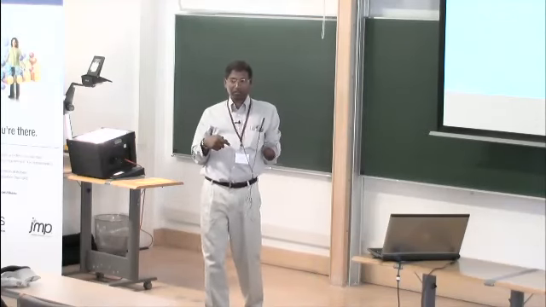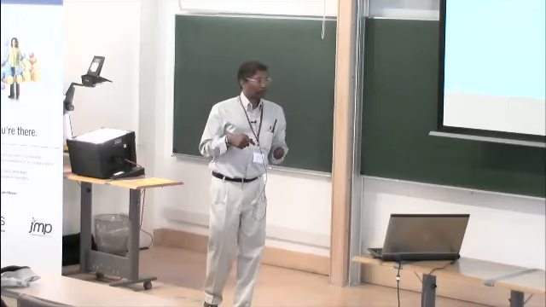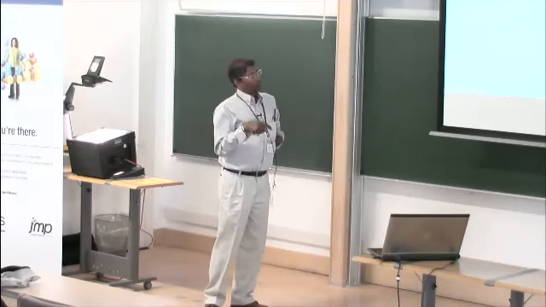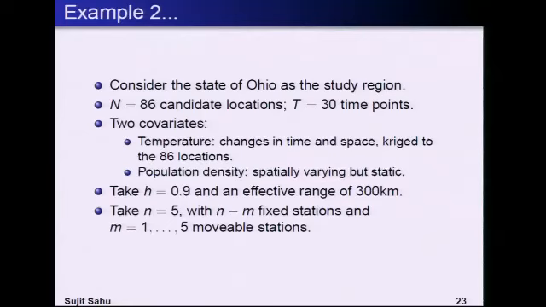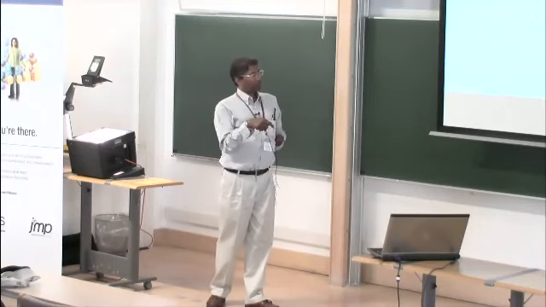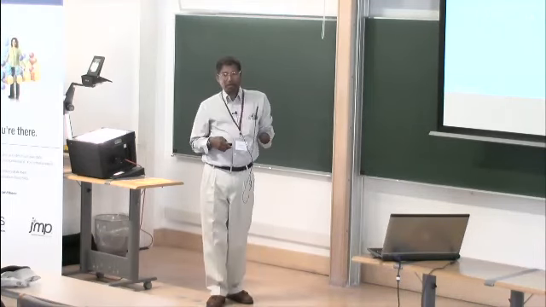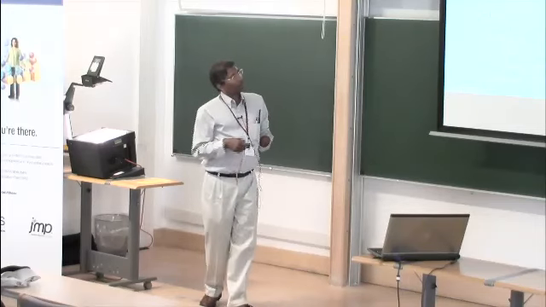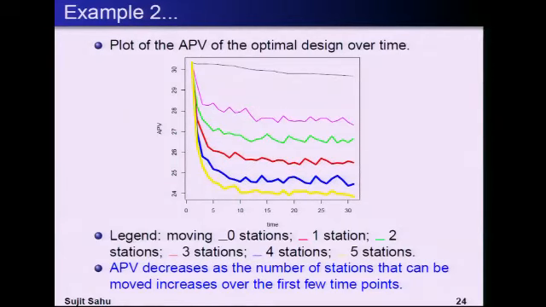The maximum distance is about 450 kilometers between two sites in Ohio that we consider. We take n equal to 5 stations at each time point, where n minus m of those are fixed and m equal to 1 to 5 are movable. If we do that, then this is how the APV ratio comes out.